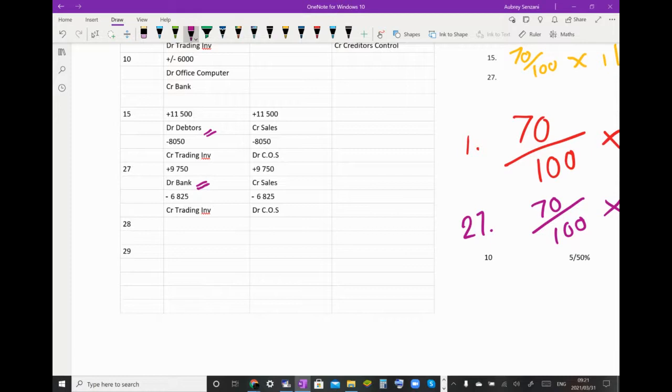Okay. If it's a sale of something else, I haven't seen them actually make you do that, but then it would change because then trading inventory wouldn't be involved or stock wouldn't be involved. Okay. All right, let's go on.